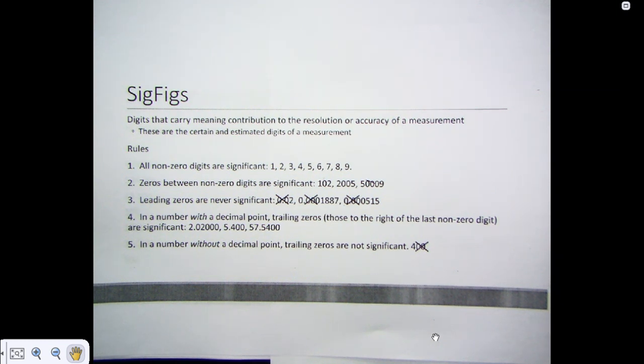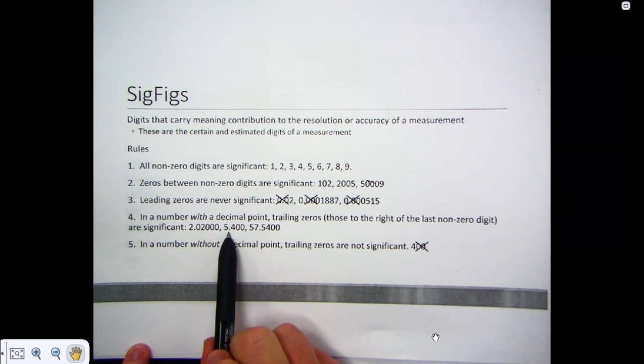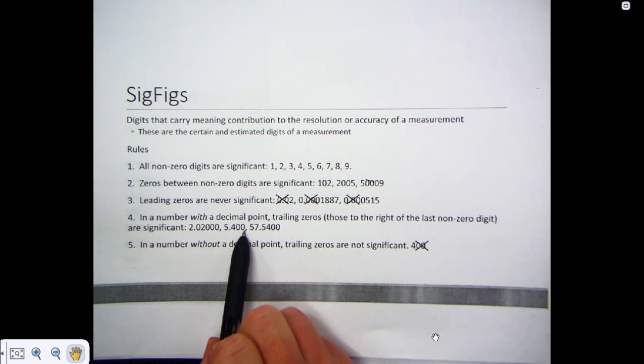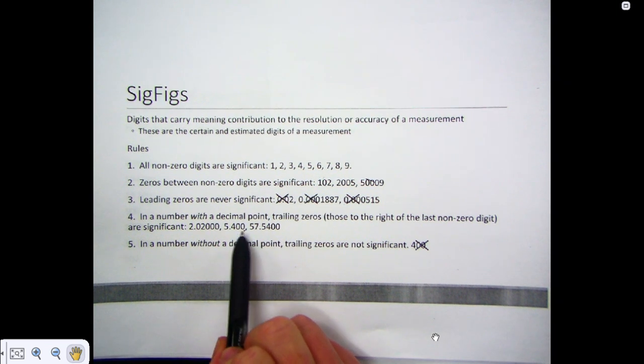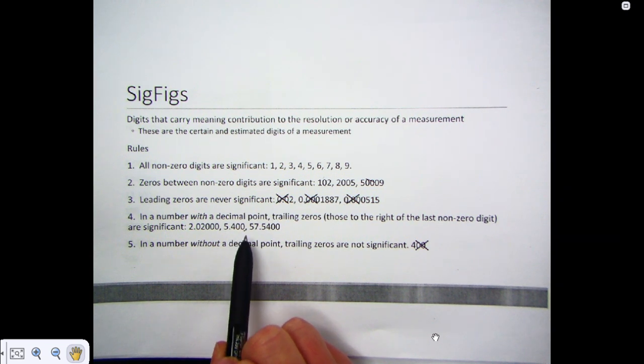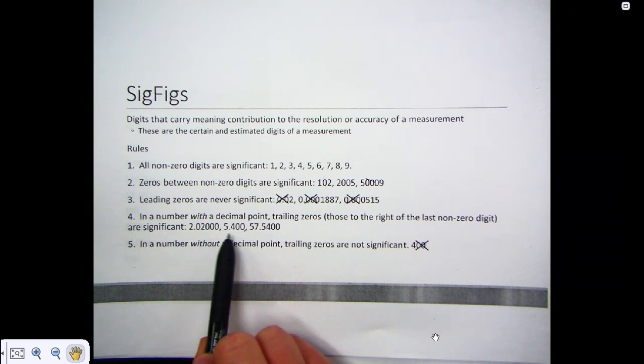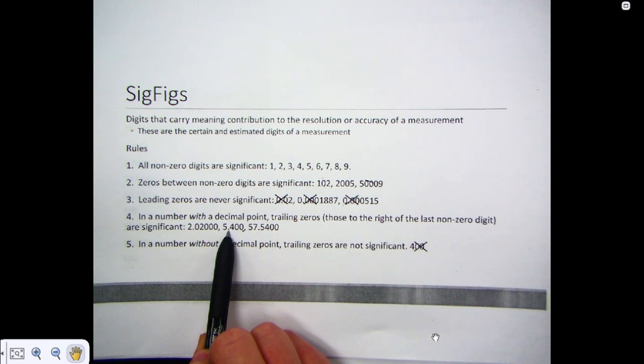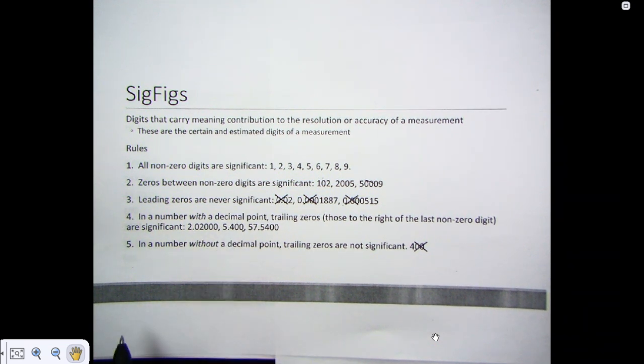In a number with a decimal point, trailing zeros are significant. They add to precision. So say, for example, this 5.400, if this was a weight we were taking on a digital balance, tells me that this value is known to the thousandth position. That is a very good, very expensive, by the way, scale. So if I have a decimal, those trailing zeros are significant.